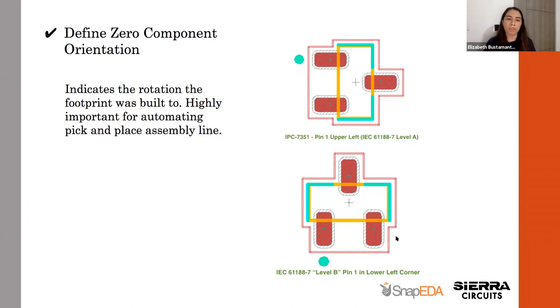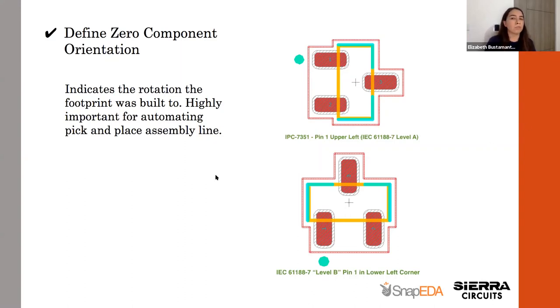However, one thing that is worth mentioning is that if you send your centroid files, the ones we were talking about before, some assembly companies will not need any other information besides the centroid of your land patterns. But that's for some companies, right?